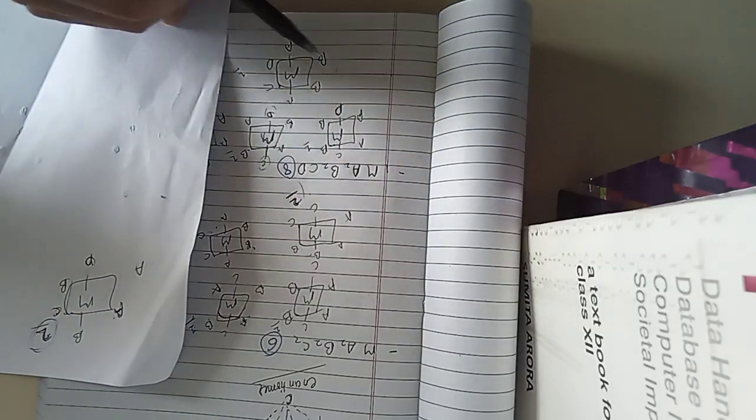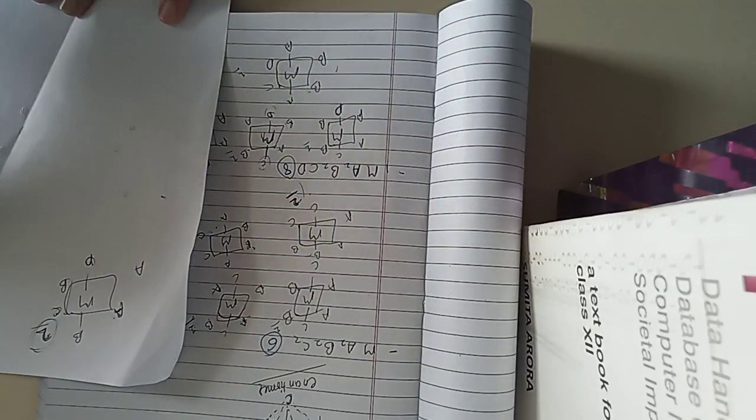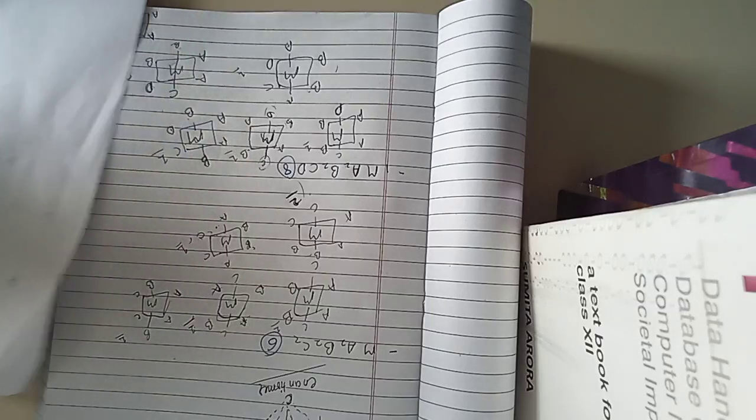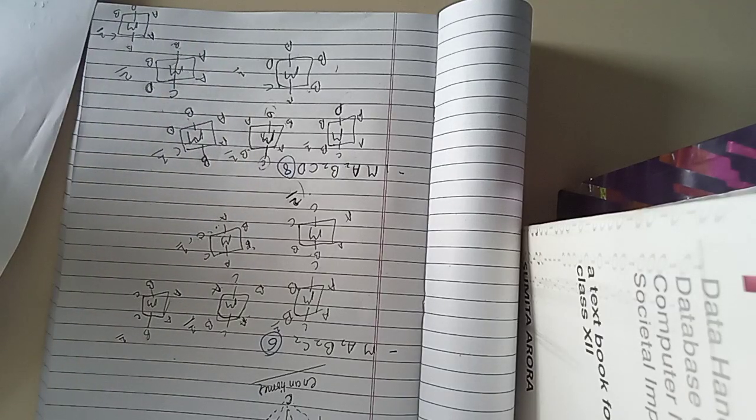A, B, A, B, A, D, A, D, A, C. Wait a minute. A, B, B, D. E, C, B, B, and then wait.